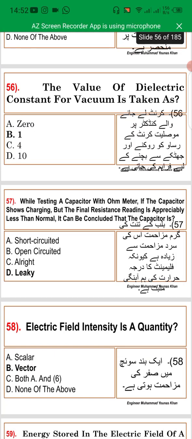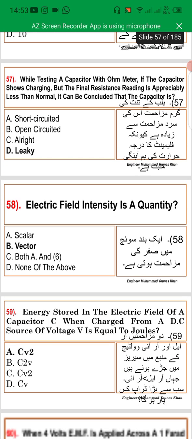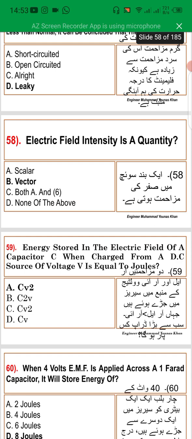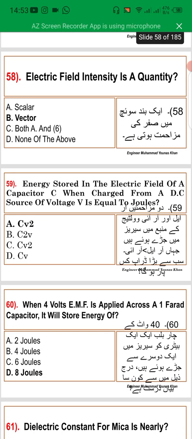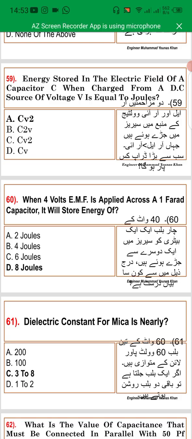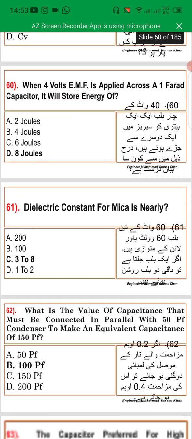While testing a capacitor with an ohmmeter, if the capacitor shows charging but the final resistance reading is appreciably less than normal, it could be concluded that the capacitor is leaky. Electric field intensity is a vector quantity. Energy stored in the electric field of a capacitor C when charged from a DC source of voltage V is equal to 1/2 CV² joule. When 4 volt EMF is applied across a 1 farad capacitor, it will store energy of 8 joules.